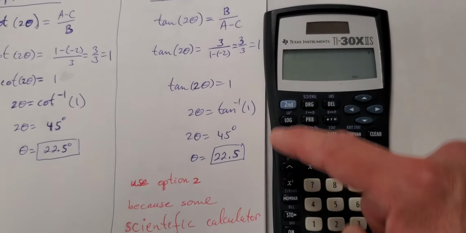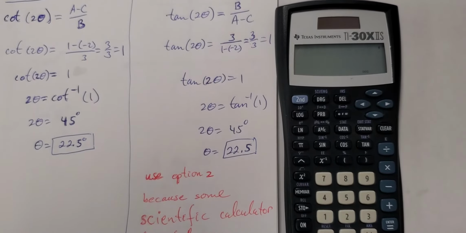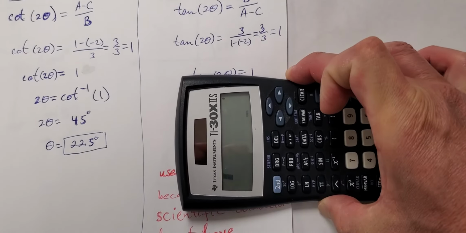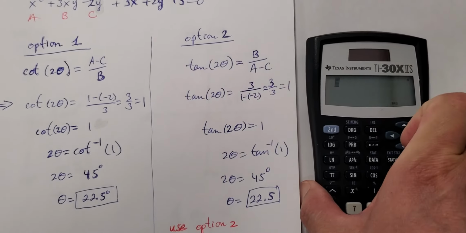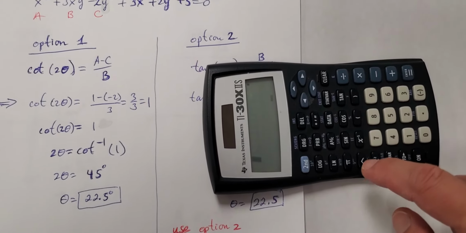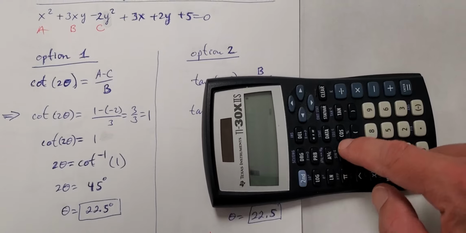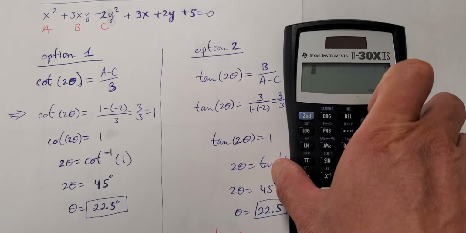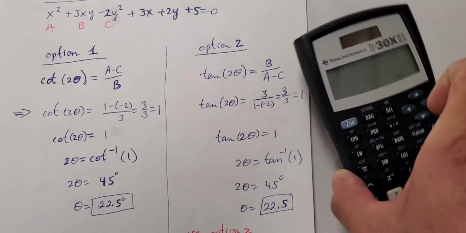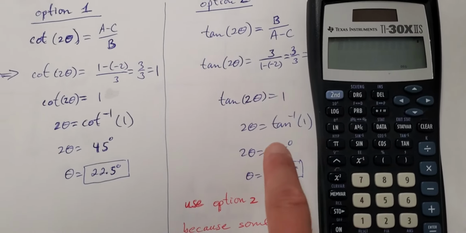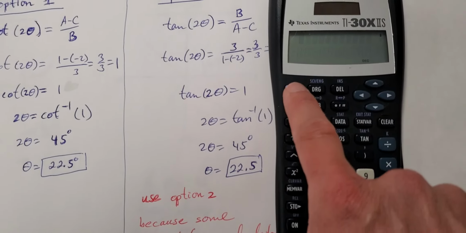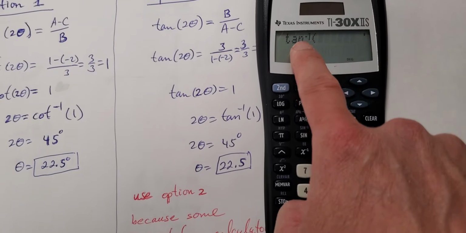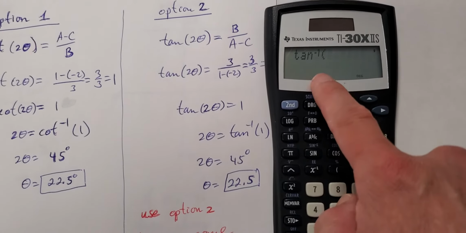Again, if you have this kind of calculator, or if you're using your calculator on the phone, make sure you turn the phone sideways so that you can see sine, cosine, tangent. So if you're using your phone calculator, turn it sideways. All you have to do is put tangent inverse. So second is tangent, right there, tan negative 1, to the negative 1 power.